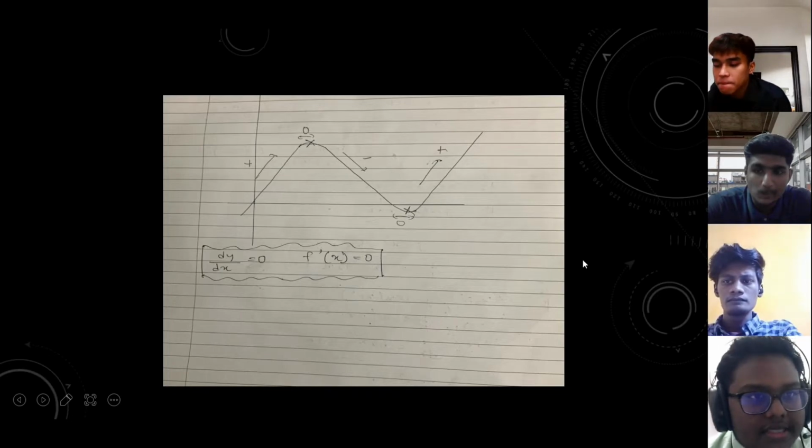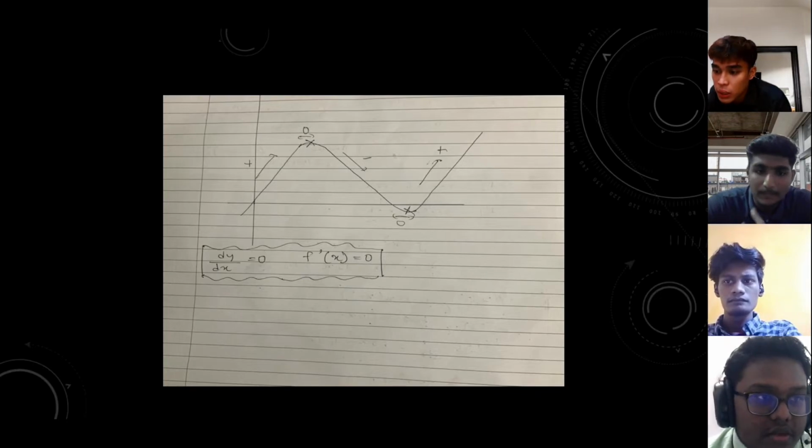We are going to find stationary points and their nature. We can solve this using the formula dy over dx equal to 0, or f prime x equal to 0. Stationary points are where the graph changes direction. In this example, the graph goes up, then stops, then goes down and goes up again. When it goes up, the gradient is positive. When there is a stationary point, the gradient is 0, and the opposite.